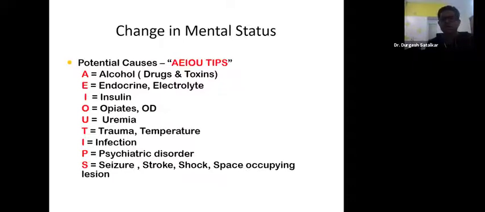Causes like alcohol or any intoxication, electrolyte imbalance, hypernatremia, hypercalcemia, opioid intoxication, uremia, or a patient having trauma, hyperthermia, malignant hyperthermia, and also infections, psychiatric disorders, stroke, and seizures might be considered as well.